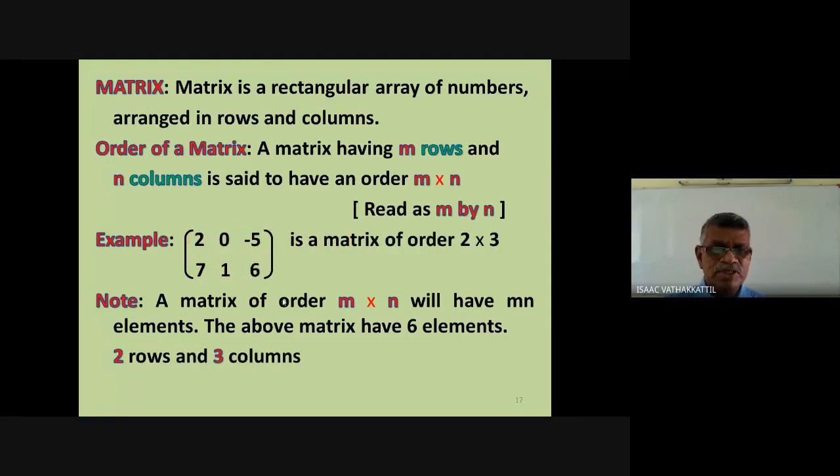Which are the 3 columns? 2, 7 is the first column, I call C1. 0, 1 is the second column, I call C2. And minus 5, 6 is the third column, I call C3. So I have C1, C2, C3, 3 columns, and R1, R2, 2 rows. Any confusion? Shall we proceed?